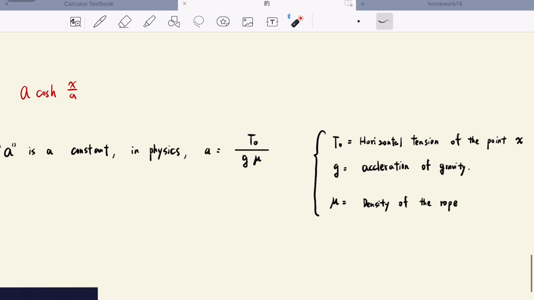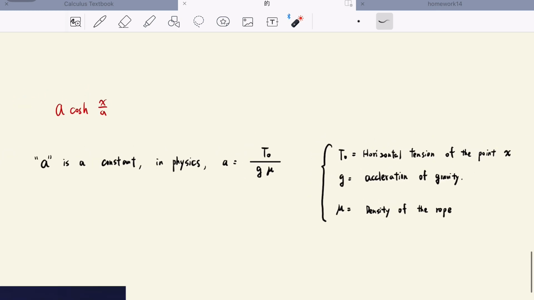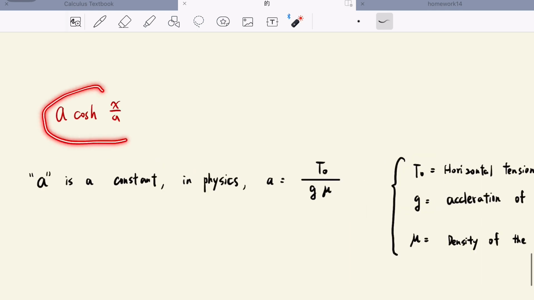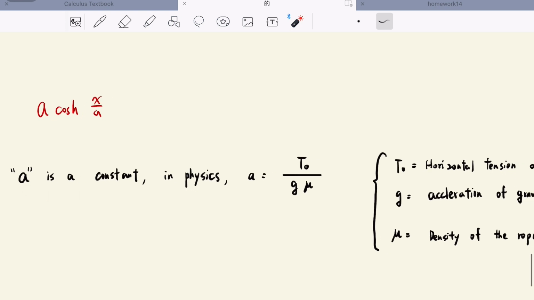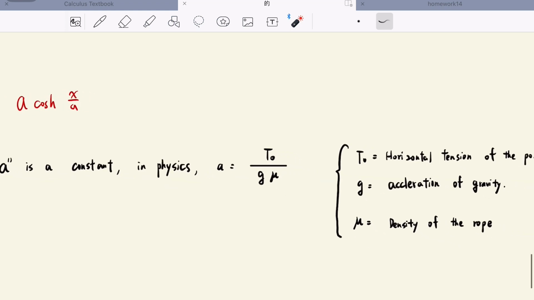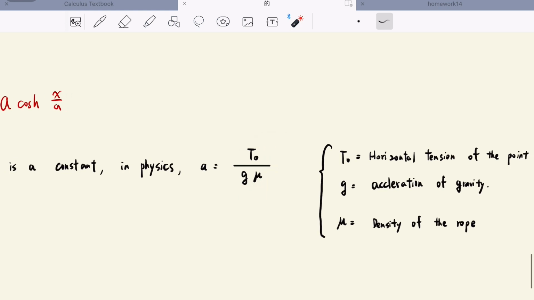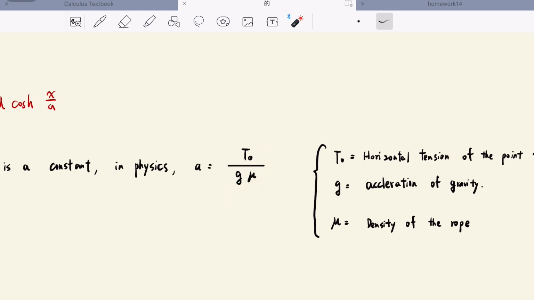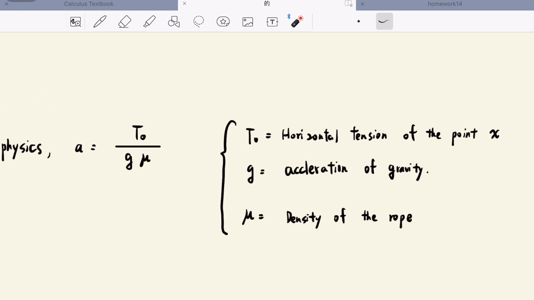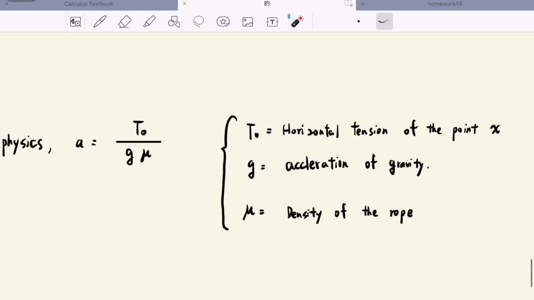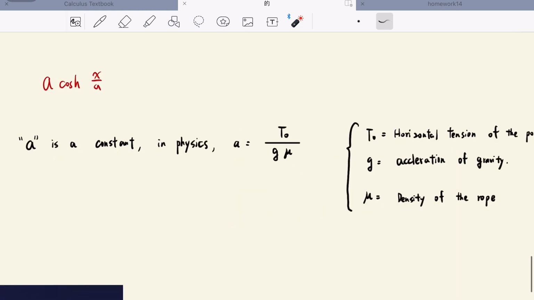Okay, so now we will simply introduce some physics of the catenary. This is the function of the catenary, and a is a constant, which in physics we call the catenary constant, and a will equal to this. And every symbol in this function has a meaning in physics, so we will introduce it here. T0 equals the horizontal tension at the point x, and g equals the acceleration of gravity, and mu equals the density of the rope, which corresponds to what we just stated before.